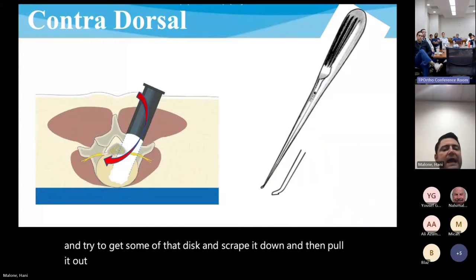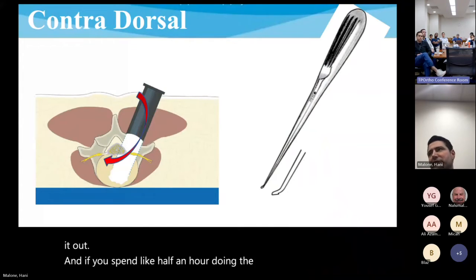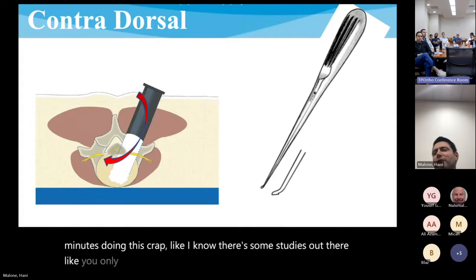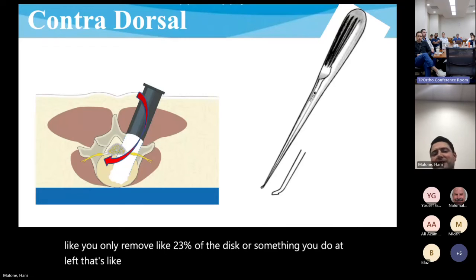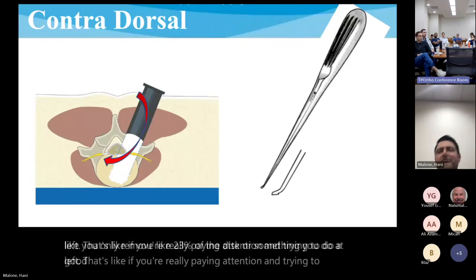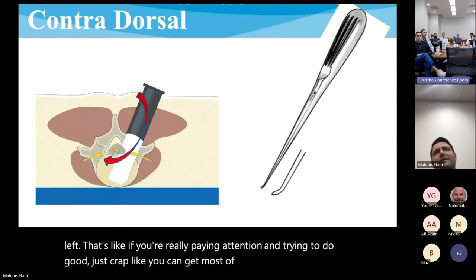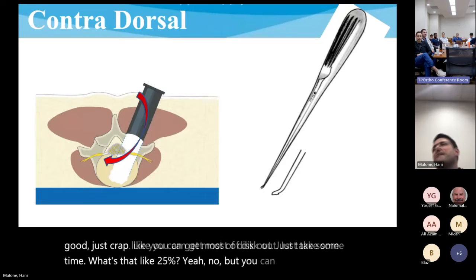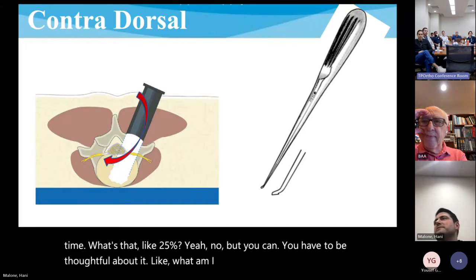If you spend like half an hour doing the disc prep or 25 minutes doing the disc prep, I know there's some studies out there where you only remove like 23% of the disc or something when you do a TLIF. If you're really paying attention and trying to do a good disc prep, you can get most of the disc out. It just takes some time. What's that? 25%. Yeah. No, but you can. You've got to be thoughtful about it. Like, what am I not seeing? What's probably still there. Okay.